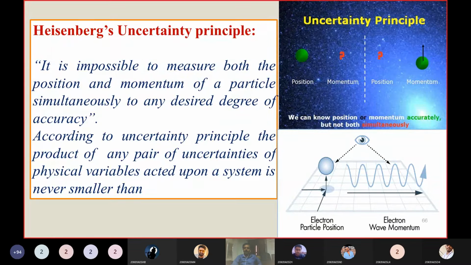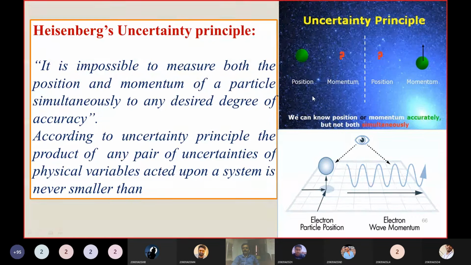Suppose you want to measure position and momentum at a time. There is some uncertainty in their measurements. So what does that uncertainty mean? In position, the uncertainty is delta x. In momentum, the uncertainty is delta p. If you measure them simultaneously, there is an uncertainty in position and momentum. That uncertainty is delta x here and delta p here.